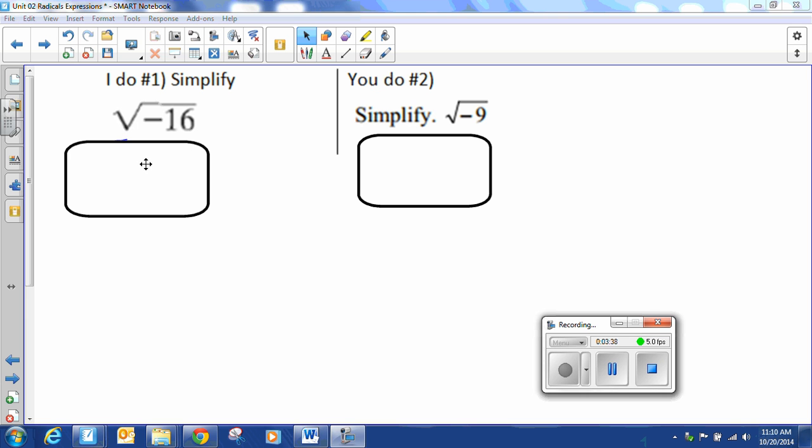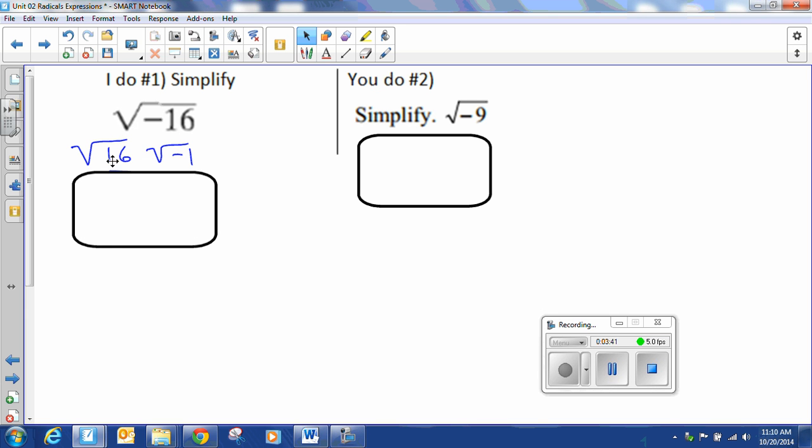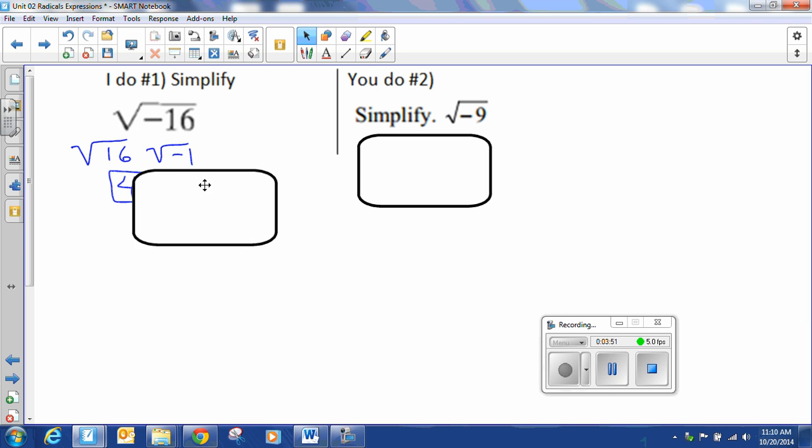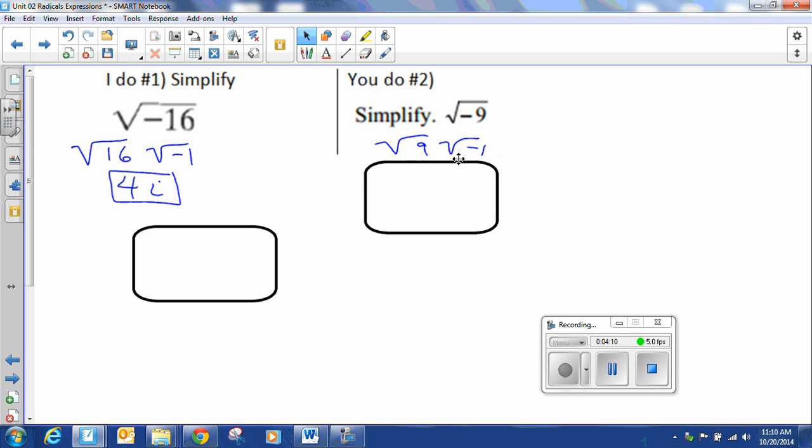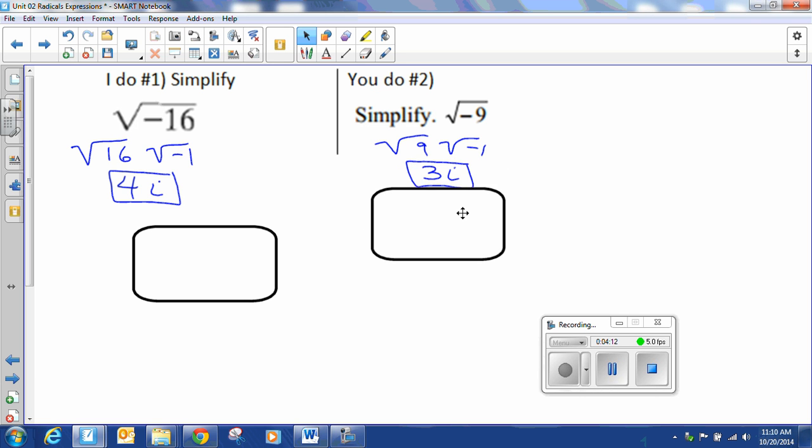Radical -16. Now, I know that I can break this down into 2 radicals, radical 16 and radical -1. The square root of 16, 16 is a perfect square, it's just 4, and the square root of -1 is i. So in simplest terms, and in terms of i, radical -16 is simply 4i. You do number 2. Radical -9 is radical 9 times radical -1, which simplifies to 3i.